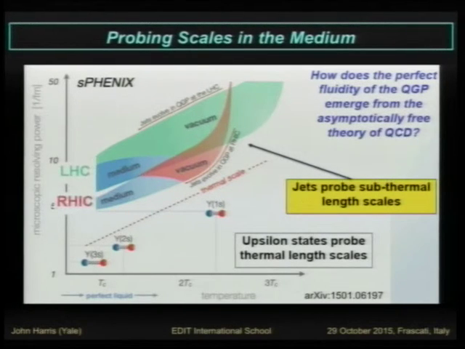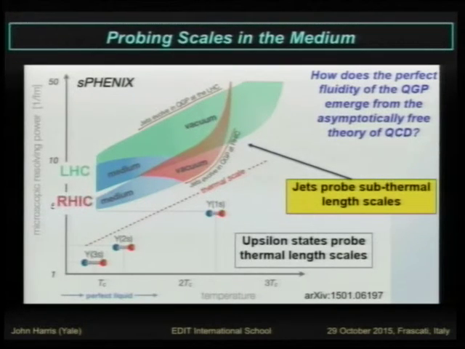I'm trying to think of how I do it without telling you the answer. Okay. So the question is, how do we get to this medium from the initial scattering up here, at these temperatures and different resolving powers for RHIC and LHC?